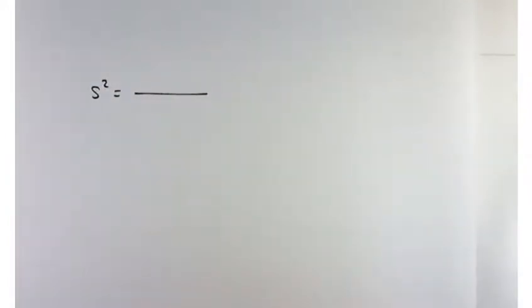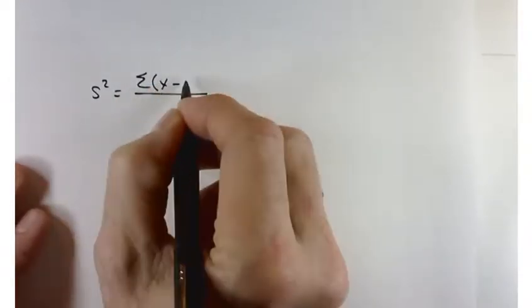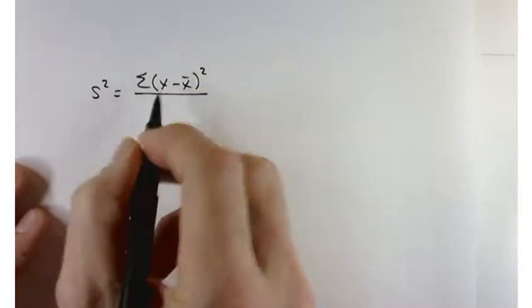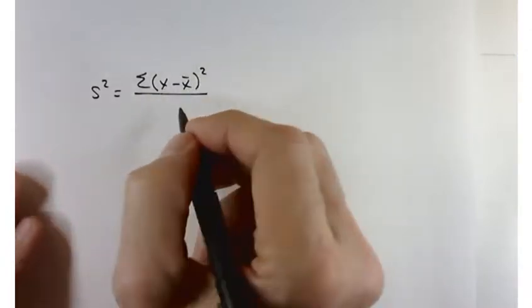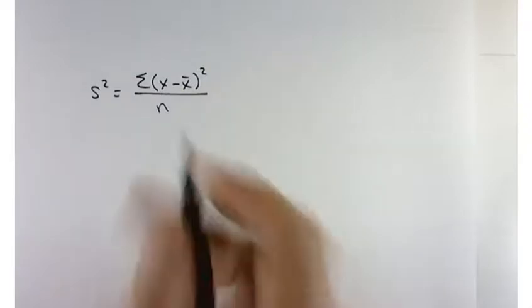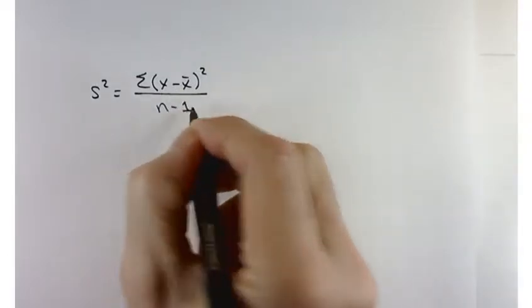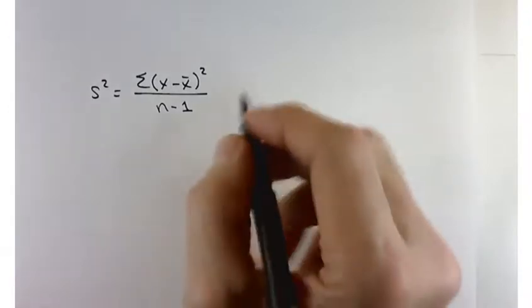S squared was our sample variance. It was calculated by summing up the squared deviations of the data, x minus the sample mean squared, and then dividing. Instead of getting the average squared deviation by dividing by n, we divide by n minus 1. It's not a feature that I've really talked about a lot in this class, but we're in the position to talk about it now.